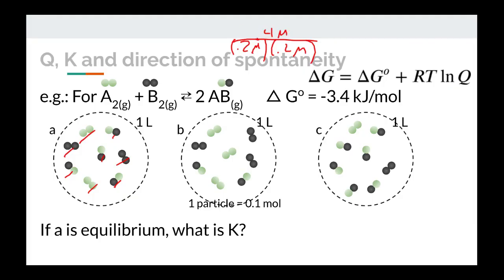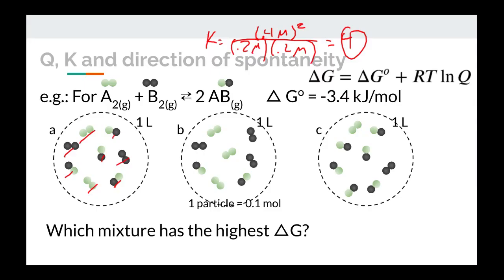Since the equilibrium expression would have the numerator squared, because the coefficient on AB is 2, this would be equal to K, because it's at equilibrium. We've established that. So that turns out to be 4. So K for this reaction is 4. The next question is, which mixture has the highest delta G?